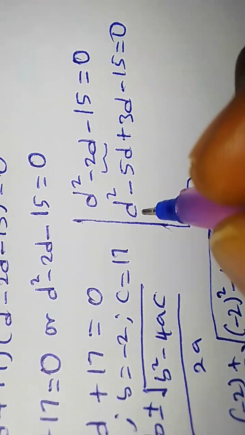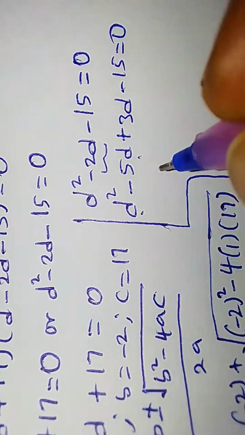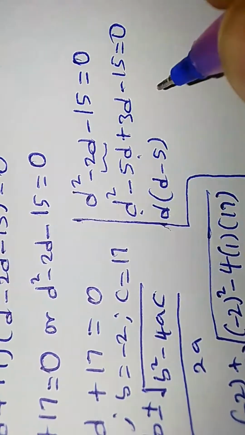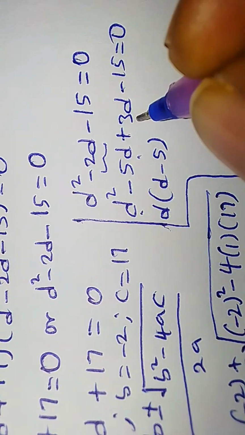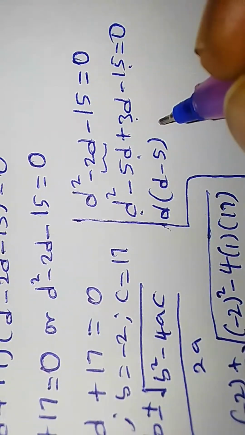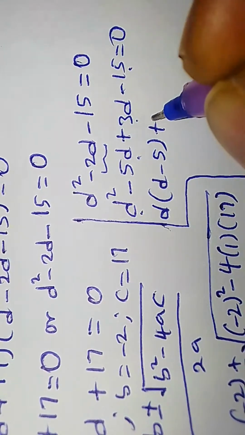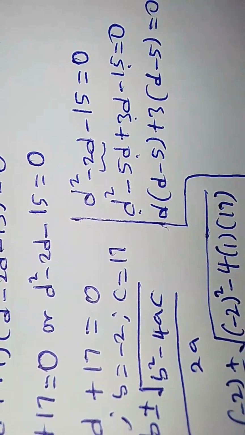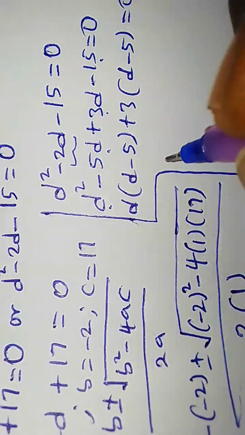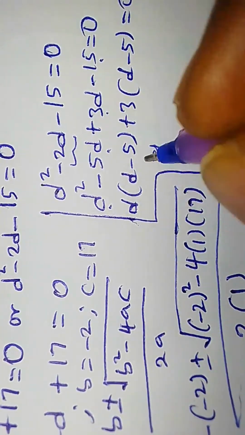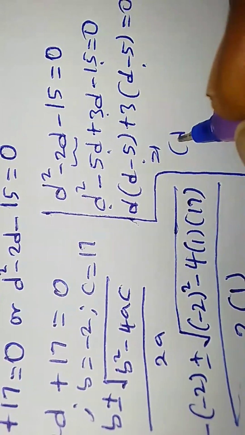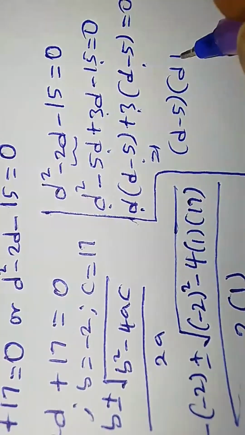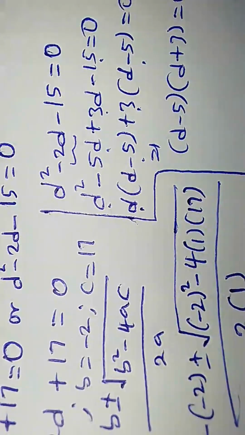I can factor out d from these two terms. It is common. So that will be d times (d - 5). I can also factor out 3 from these terms. So I have 3 times (d - 5) equal to 0. This means that (d - 5) is common. So we have (d - 5) times (d + 3) equal to 0.